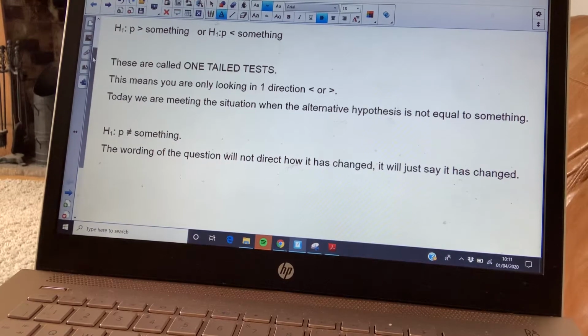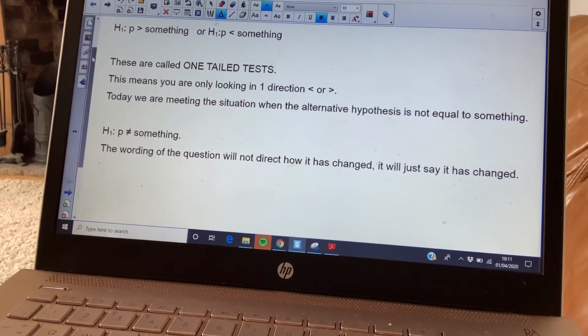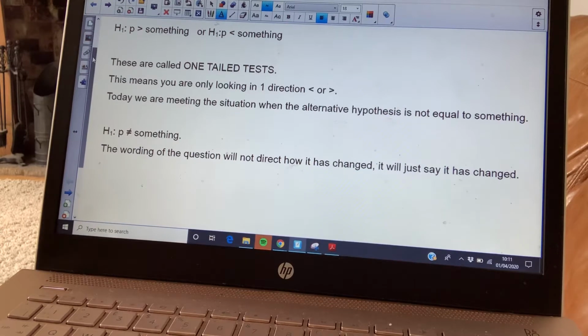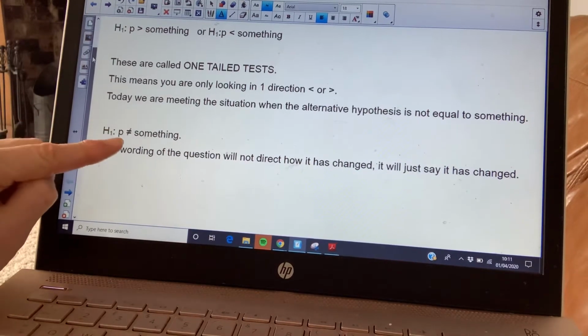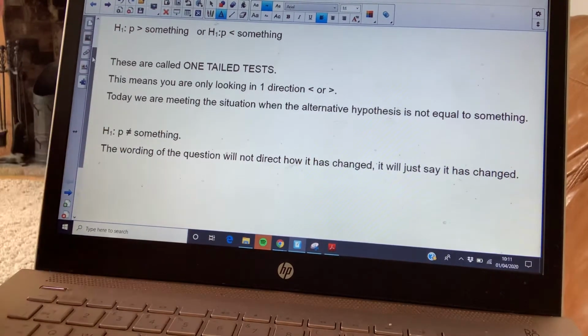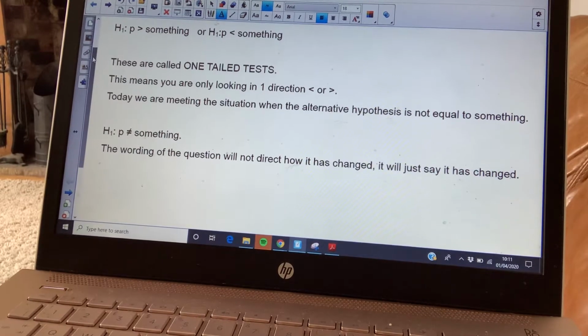You're either looking at the direction that's greater than, so looking at one side, or you're looking at the direction that's less than. What we're going to do today is meet a situation where the alternative hypothesis is not equal to something. So instead of being written with an inequality, it will be written with an equal sign and a line going through it, meaning it's not equal to.